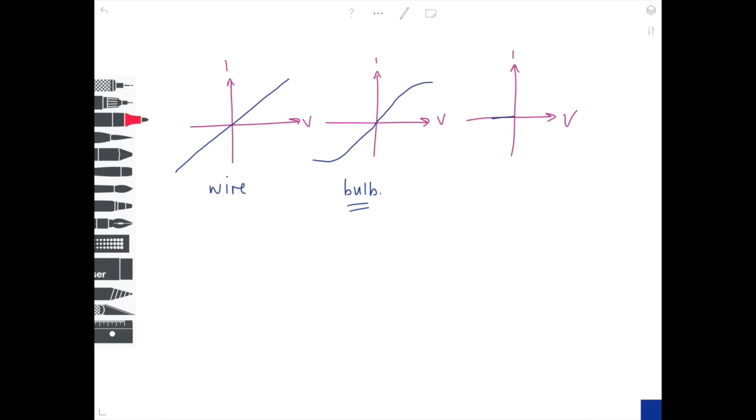And then lastly, and very strangely, the diode looks like this. Again, it doesn't obey Ohm's law, and the reason the graph is this shape is because the diode only allows current to flow in one direction only.